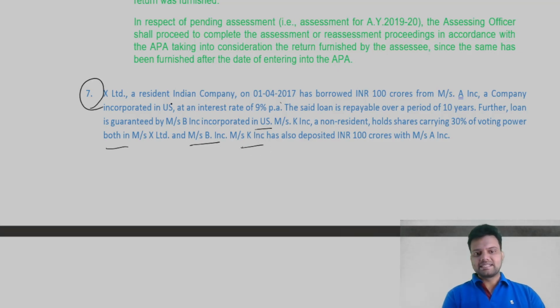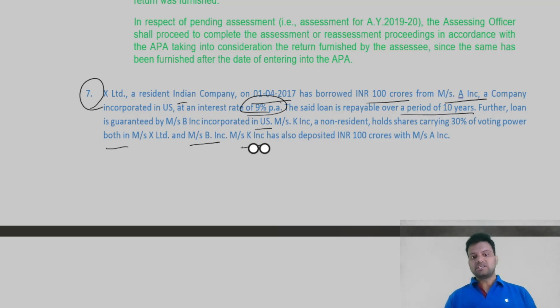X Limited, a resident Indian company, on 1st April 2017 has borrowed 100 crores from AINC, a company incorporated in the USA, at an interest rate of 9% per annum. The loan tenure is 10 years. Further, the loan is guaranteed by BINC, another company incorporated in the USA.